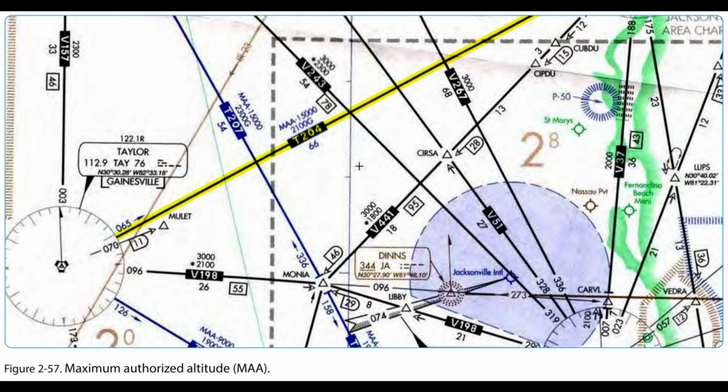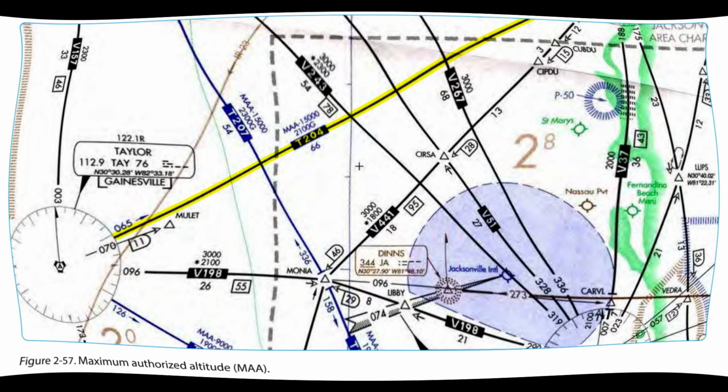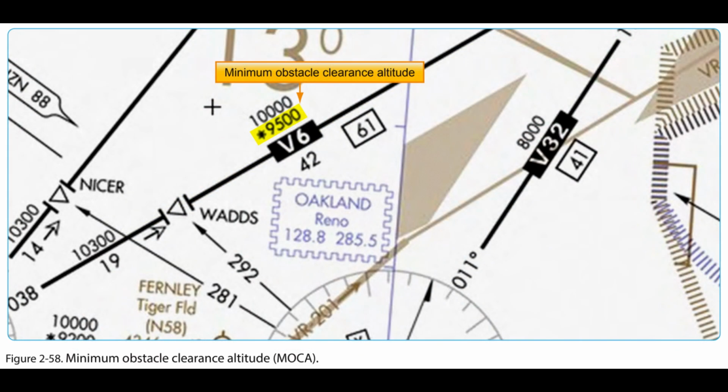Minimum obstruction clearance altitude, MOCA. The MOCA is the lowest published altitude in effect between fixes on VOR airways, off-airway routes, or route segments that meets obstacle clearance requirements for the entire route segment. Figure 2, 58. This altitude also assures acceptable navigational signal coverage only within 22 nm of a VOR.